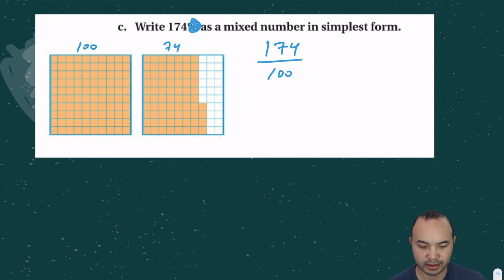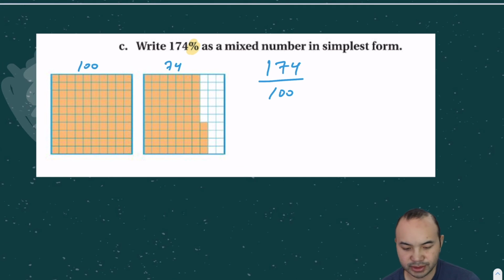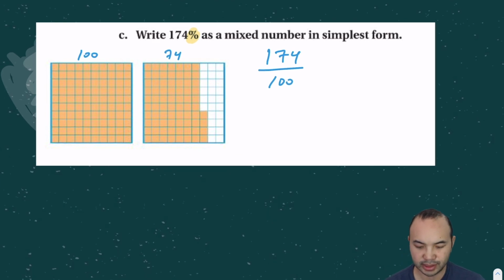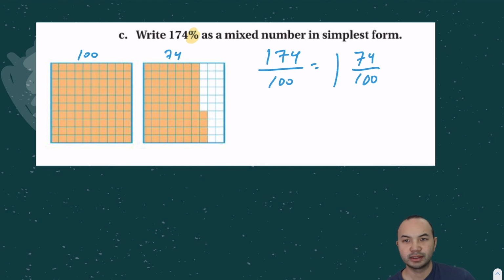It says percent. So it says out of 100, not out of 200. I know there's 100 out of 100, but it's saying out of 100. So this is 174 out of 100, right? So in this case, this is the same thing as 1 and 74 over 100. See, because this is one whole right here, and then this is 74 over 100 on the right side. So then it says in simplest form.